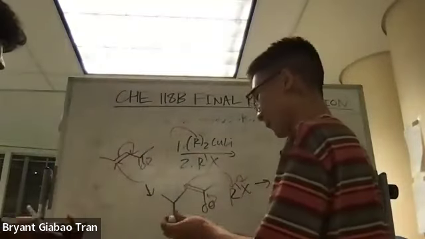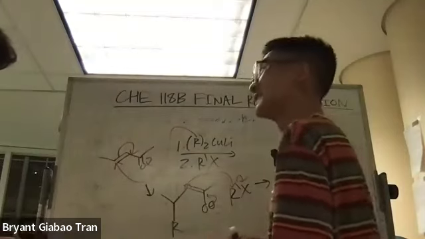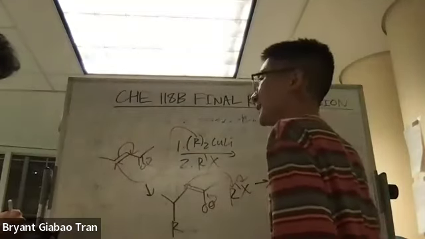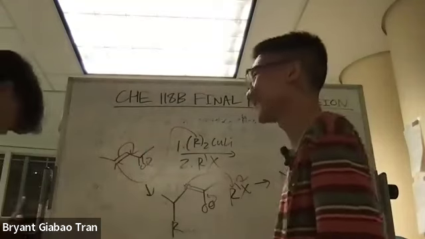If you use D3O plus, then you can't put that in as invisible. You have to draw that D right there. Yeah, that's a good question.